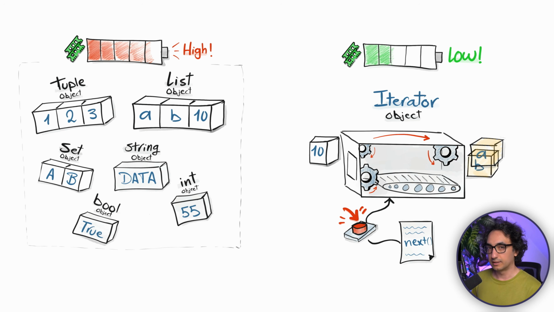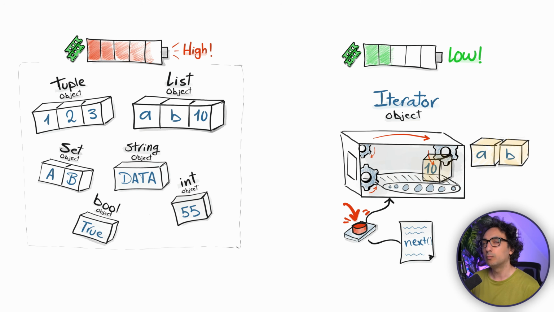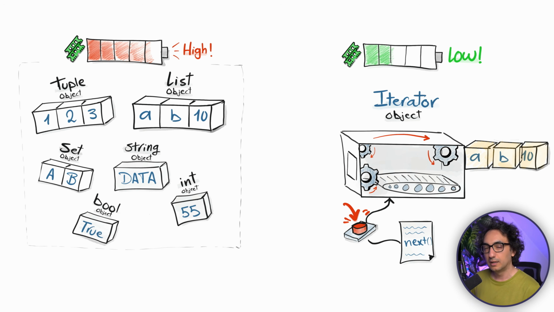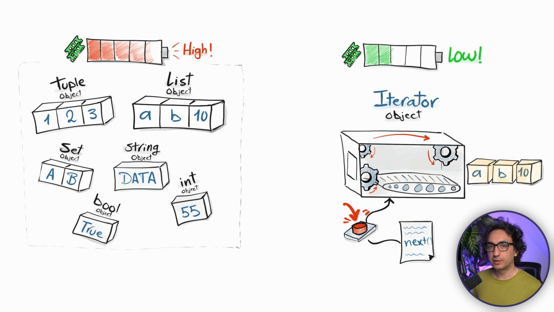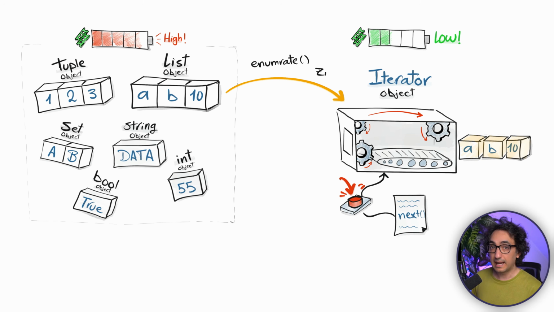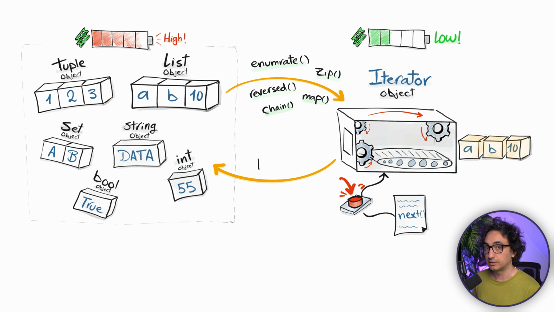And now of course the question is how we can create this type of object, the iterator. Well, we have a lot of functions in Python to create them, like enumerate, zip, reversed, map, chain. All those functions can help us to create iterator objects. And of course you can change the type of the object. So if you have an iterator, you can make it any other type like a normal list.